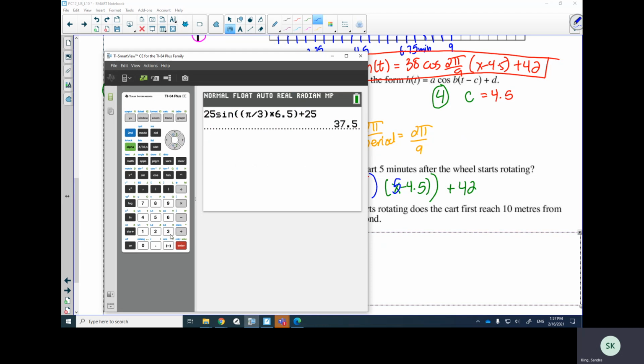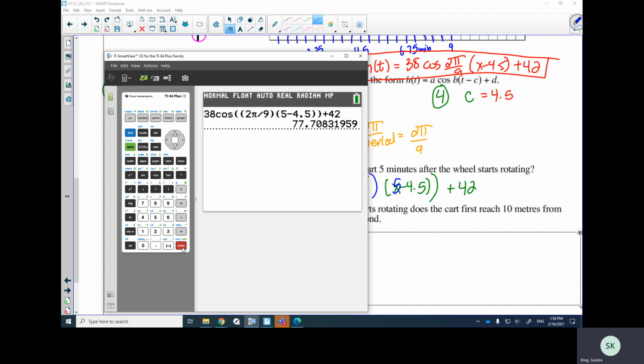So 38. Actually, I should clear this. 38, it's a cos graph. They want my b value first. So I'm going to put my b value in its own bracket because it's a fraction. And the b value is 2 pi divided by 9. So 2 pi divided by 9. And then I'm going to put the 5 minus 4.5. 5 minus 4.5. I'm going to close that bracket and that first bracket. And then plus 42.